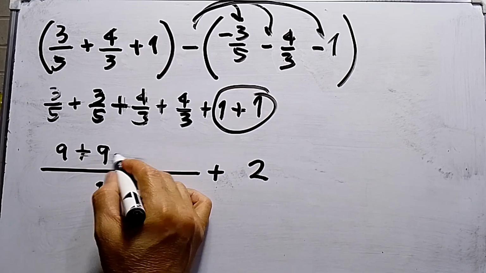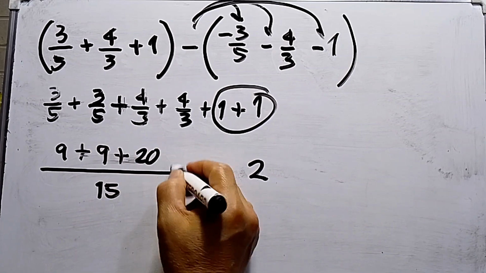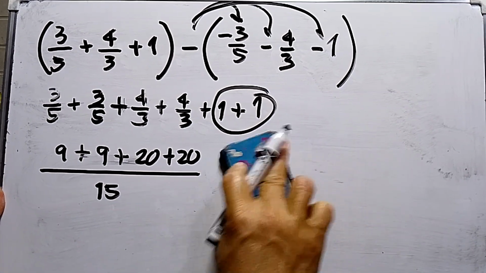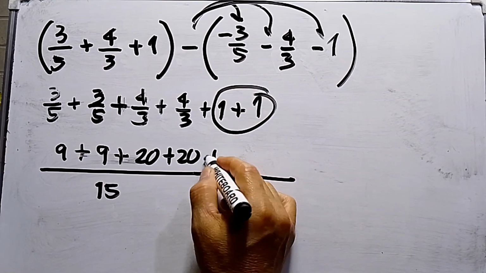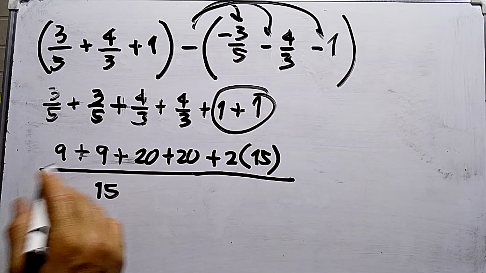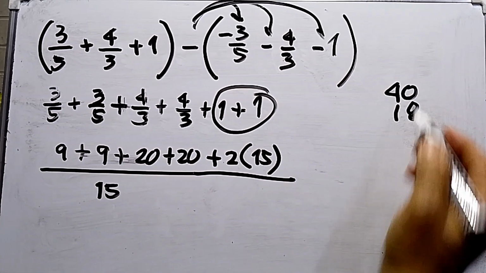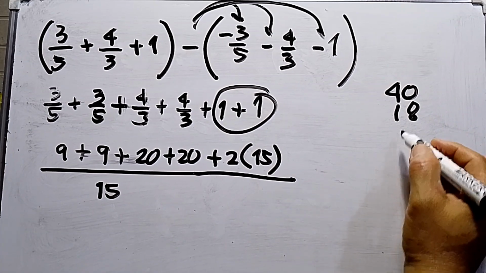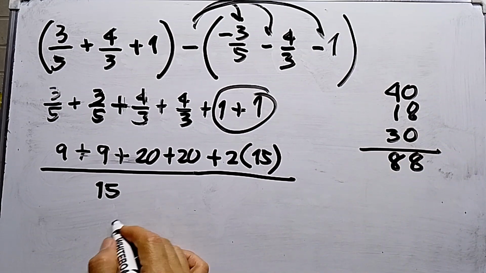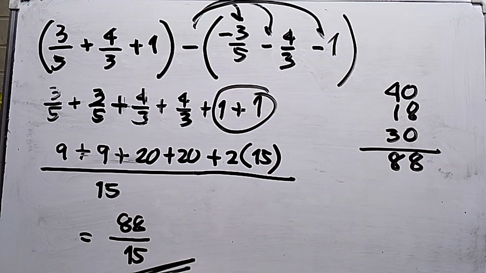Okay, so this will be 15, 9, this will also be 9, plus 15 divided by 3 is 20, then this is plus 20. I need to include this one too, plus 2 times 15, so this is 40 plus 18 plus 30, this will be 88. So this will be 88 over 15. So this is the answer for number 2. That's all.